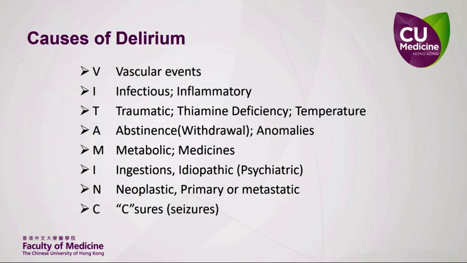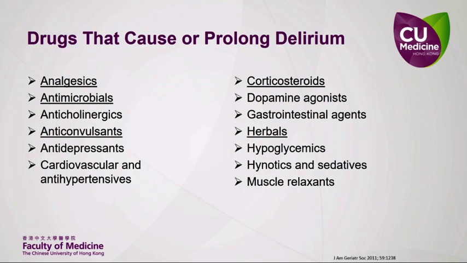Vitamin C is a mnemonic device to help remember potential common causes of delirium, such as infectious causes or inflammatory causes, certain electrolyte abnormalities, and different medicines. There are dozens of drugs that can precipitate delirium, with some of the more common causes underlined on this slide.